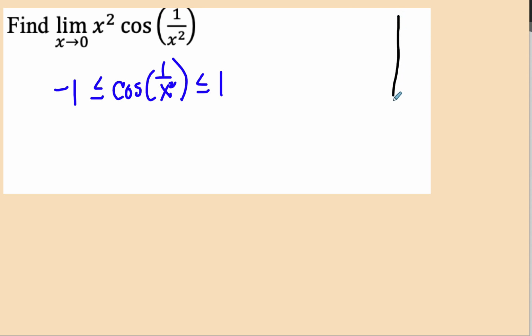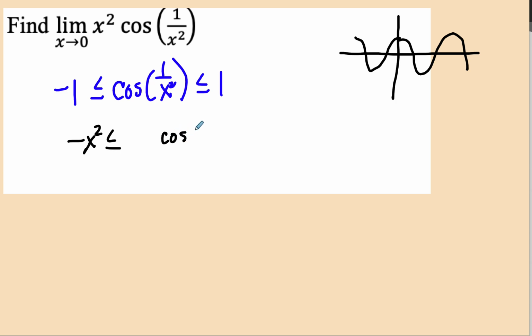And remember, the graph of cosine looks something like this. It's this oscillating function right here. And we know that its lowest value is -1, its highest value is 1. Okay, so I know something about this. Now I'm going to multiply all three sides by x squared. So this will be -x squared less than or equal to cosine of 1 over x squared, and less than or equal to x squared. So I've multiplied each side by x squared.